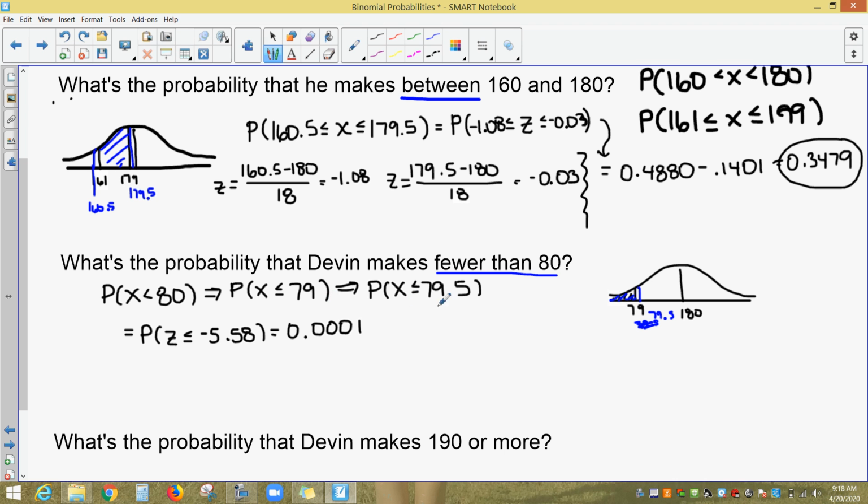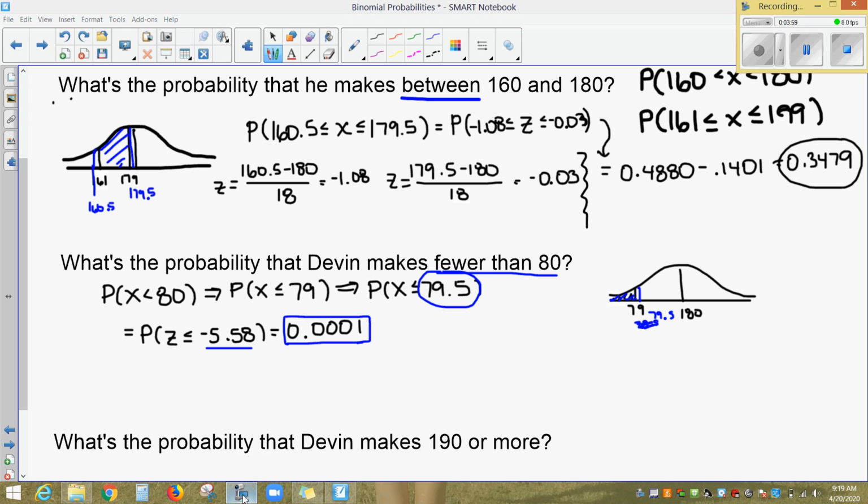If we make our area half a unit bigger, that means we're looking at the probability that x is less than or equal to 79.5. If we change 79.5 into a z-score, then we will get negative 5.58. And because that's off of our table, it said anything to the left of negative 3.49, we're going to call that probability 0.0001. We'd find out it's even less than that if you were to do it by hand, but again with our table, this is an approximation, and he has 0.1% chance of doing that poorly. Pause it again if you haven't already done the last one, and if you have, then keep going.